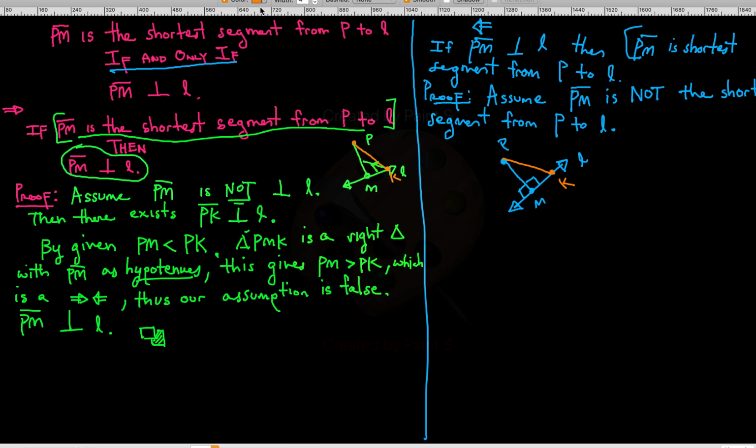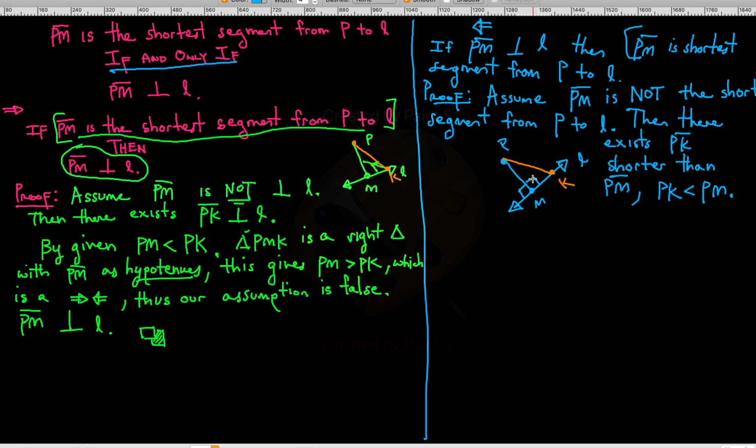So then you have, there exists segment PK shorter than PM. And the way you say that is that the distance from P to K is less than the distance from P to M, right? This segment from P to K, right? That must be shorter than PM.